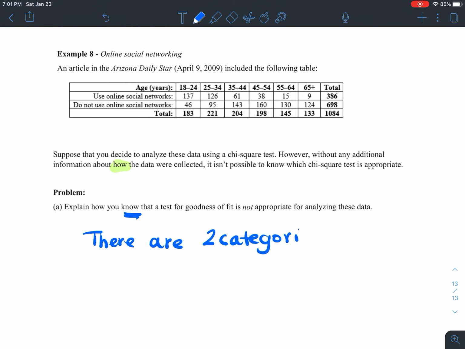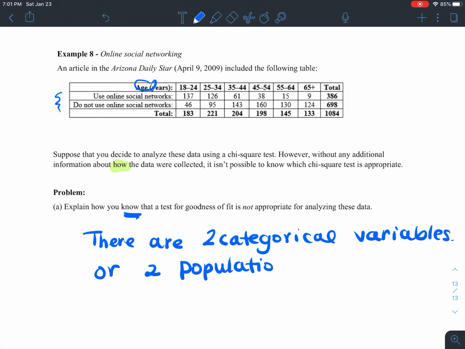And we can see here, you could make an argument at least that there's either two categorical variables happening, age and then whether they use social networks or not, or you could argue there were two populations that a sample was being drawn from. One population being those who use the online social networks, and then the other population being those who do not use it. So there's definitely one of these two things happening, either age and use of social network or not use, or two populations. Okay, so that kind of eliminates the chi-square goodness of fit test.